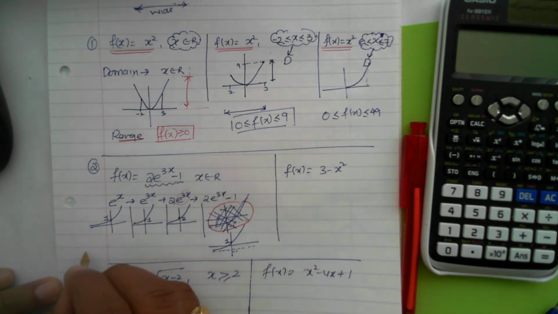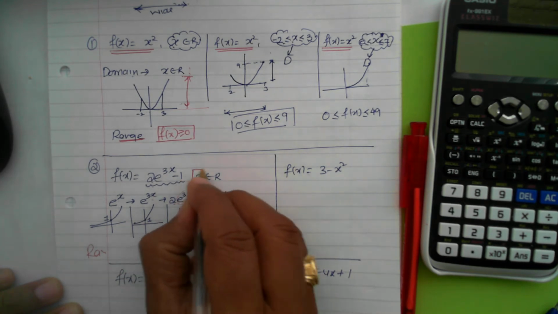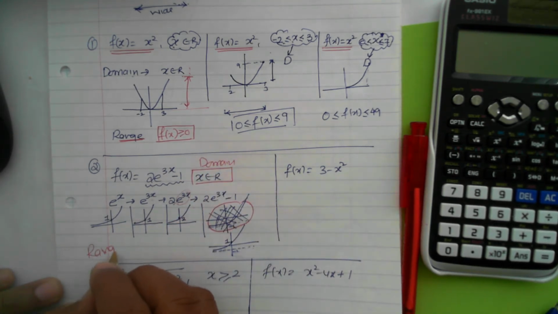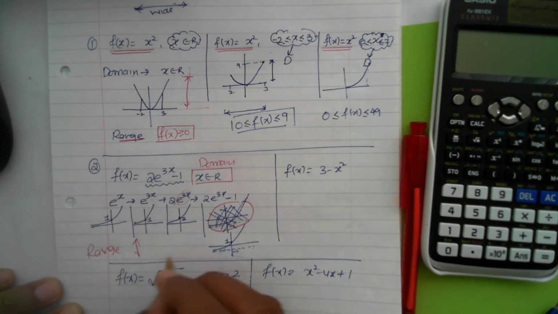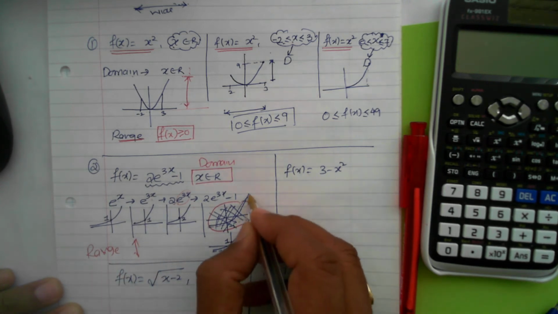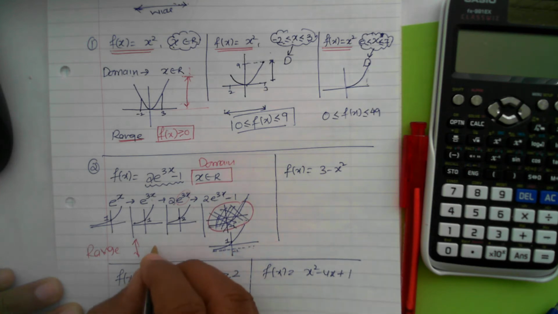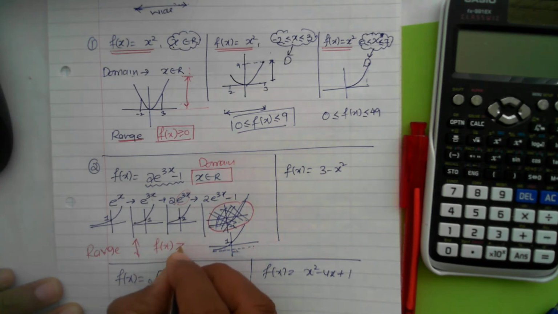Right, guys, we're going to find the range for this because the domain is already given to you. And range is how high or low this graph can go. How high this graph can go, we don't know, because the domain is all real x. So how low? It cannot go below -1. So it is greater than -1.